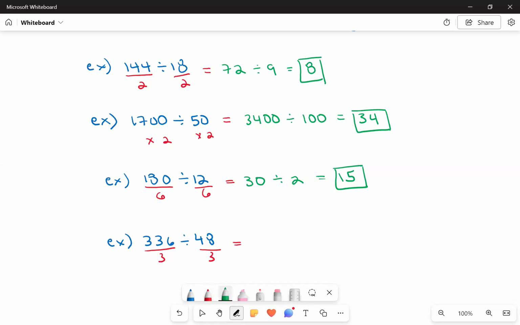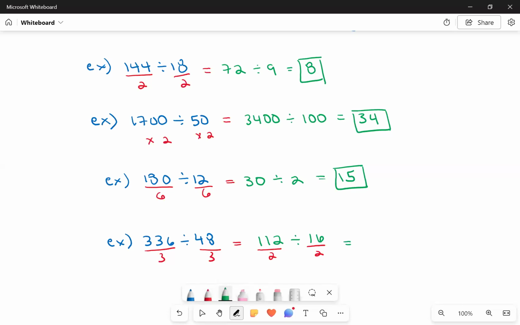Okay, so 336 divided by 3. I could actually do that. That's 112 without a calculator. You may not know 48 divided by 3, but I do happen to know what it is. That is 16. Now, I don't know what this is, but I do notice they're both divisible by 2. So I'm going to do it again.